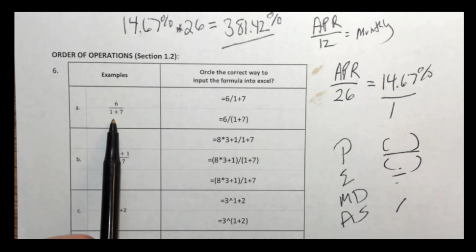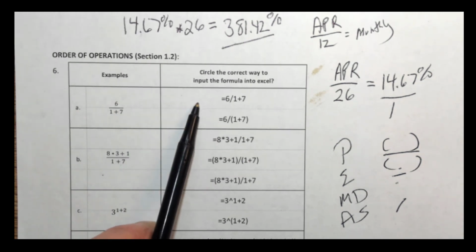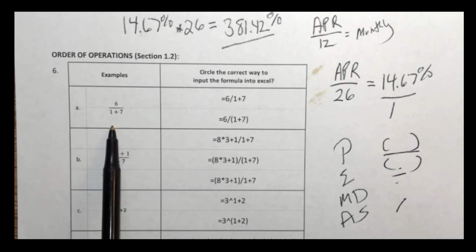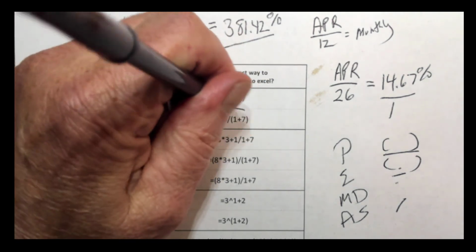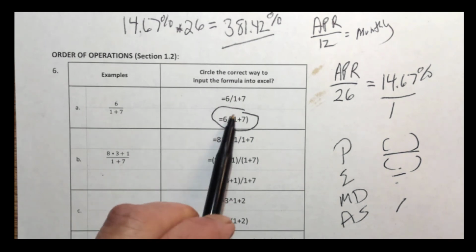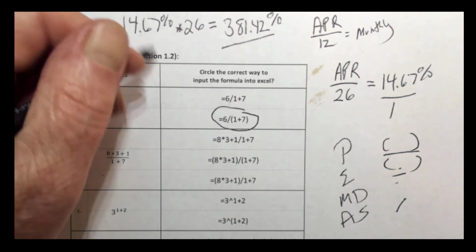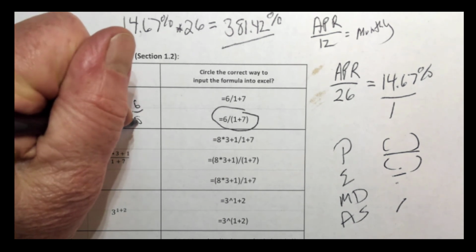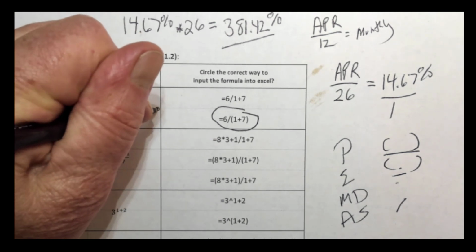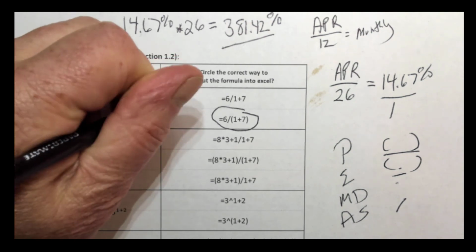So which one of these two is the correct answer? So hopefully you said this is. Because I guarantee you this is 6 divided by 8, which is 3/4, which is 0.75.